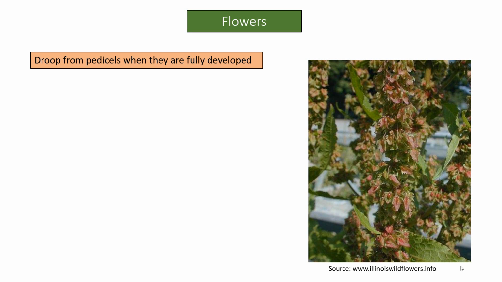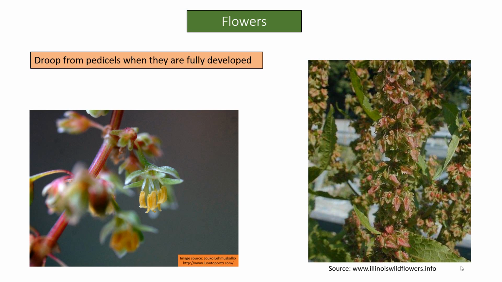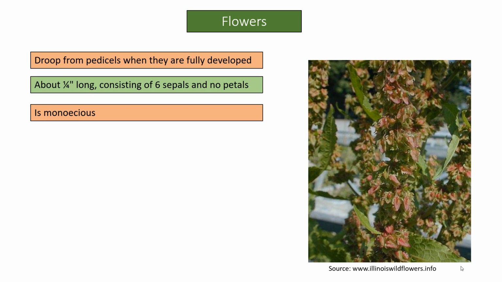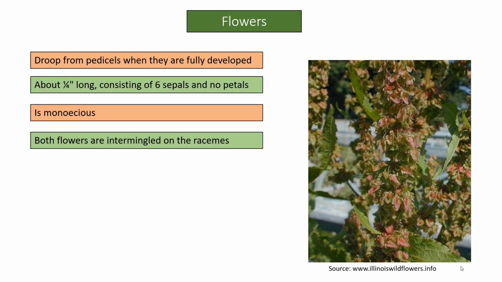Flowers. The flowers droop downward from pedicels about half an inch in length when they are fully developed. Each flower is about 1/4 inch long, consisting of 6 sepals, that is 3 inner and 3 outer sepals, and has no petals. It is monoecious and has staminate and pistillate flowers on the same plant. Both types of flowers are intermingled on the racemes.